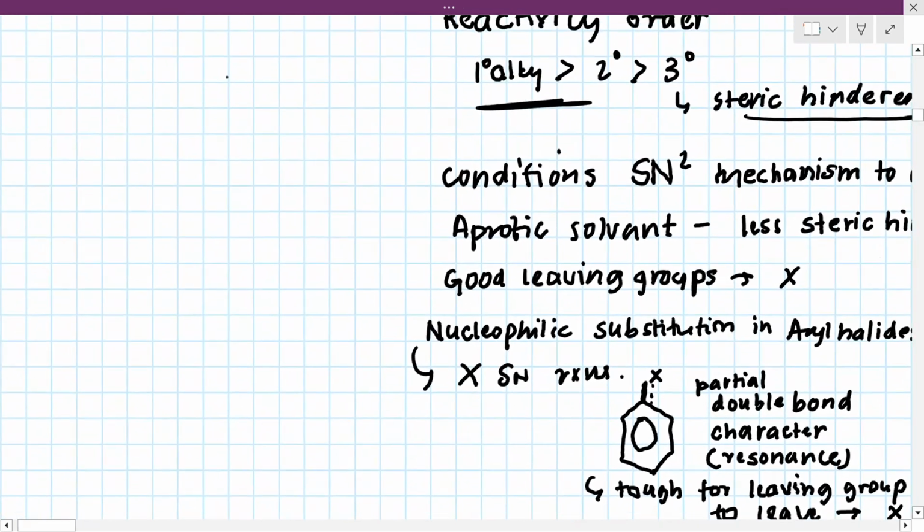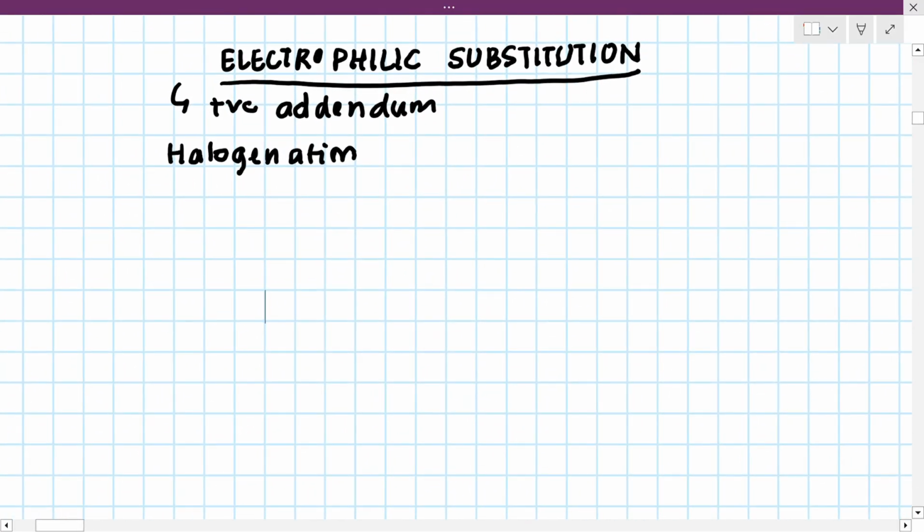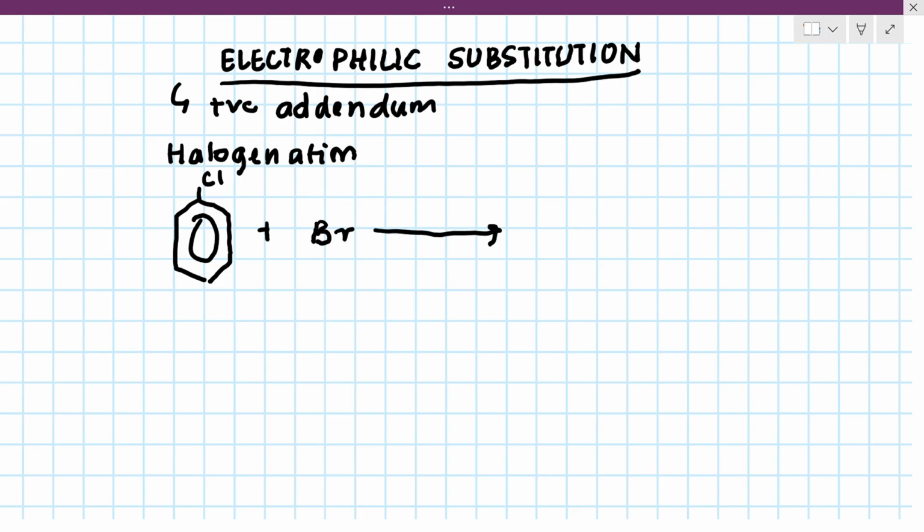Where you have chlorobenzene plus Br2, which will give you... the positive part of Br2 gets substituted into this, and it forms, sorry, this is Cl, this is Br, and this is the formation of this one.